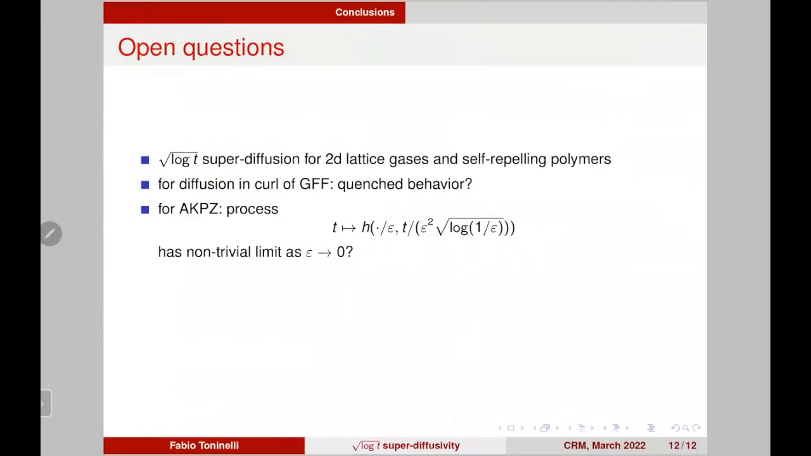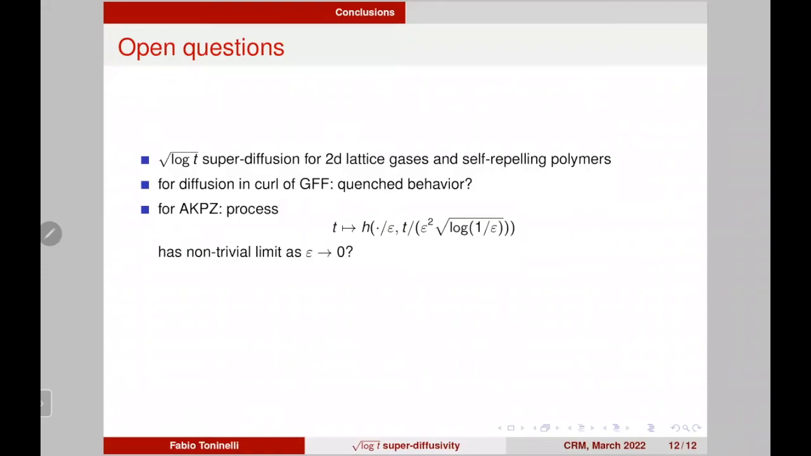Sorry. So here I will not conclude, but leave some open questions. First of all, I've mentioned some other models for which this square root log t superdiffusive behavior is conjectured: 2D lattice gases, self-repelling polymers. It's an open question to extend our result to these cases. There are additional complications that for the moment we were not able to overcome.